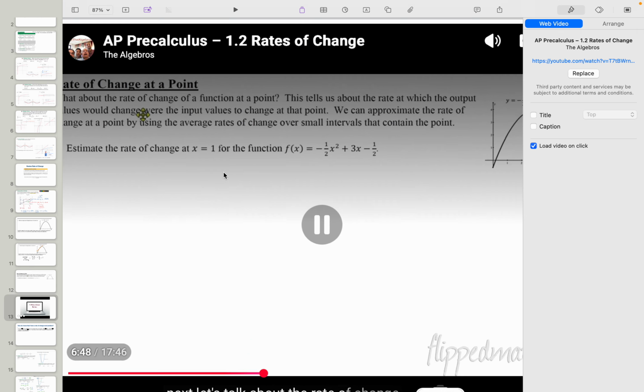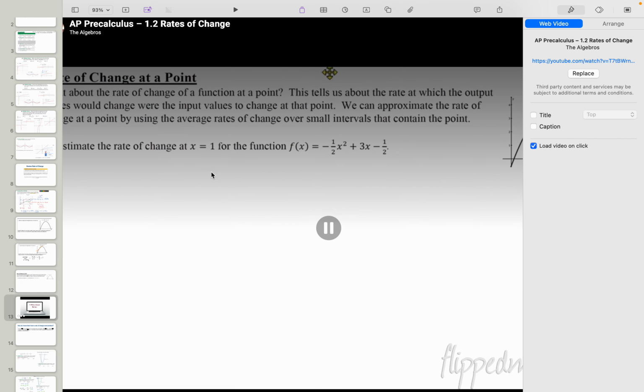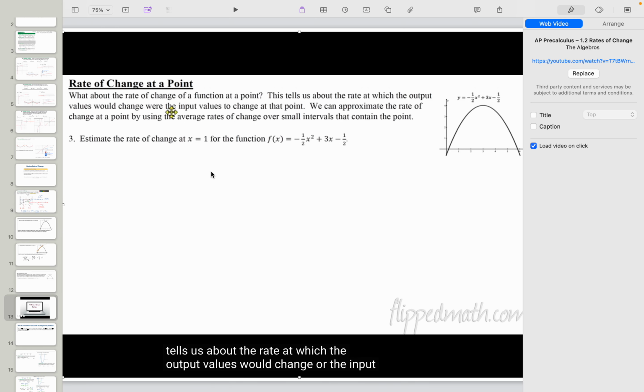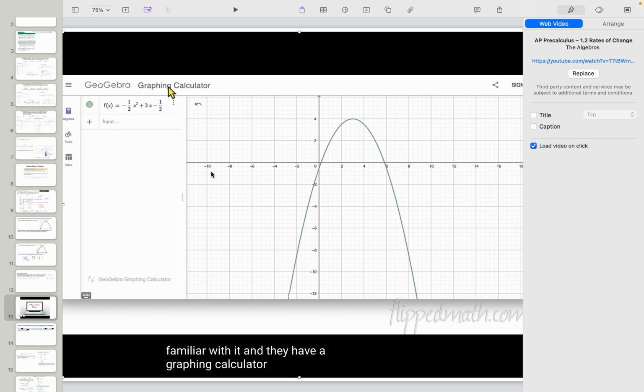What about the rate of change of a function at a point? This tells us about the rate at which the output values would change were the input values to change at that point. We can approximate the rate of change by using an average rate of change over really tiny intervals that contain the point. To illustrate this, here's our function that we were working with. I'm going to go to a website called GeoGebra. You might be familiar with it. They have a graphing calculator that you can put the function in, which I did right here.